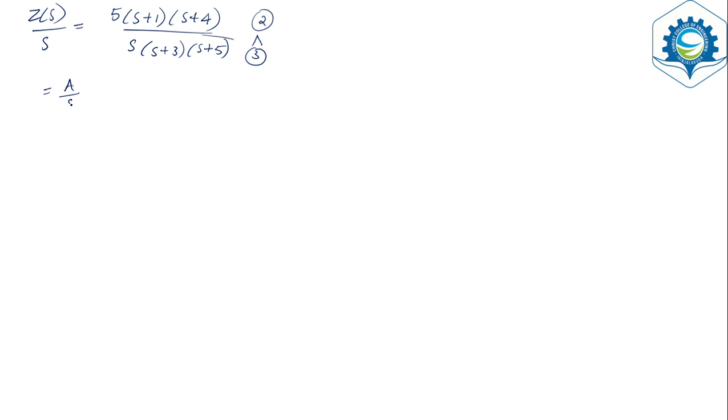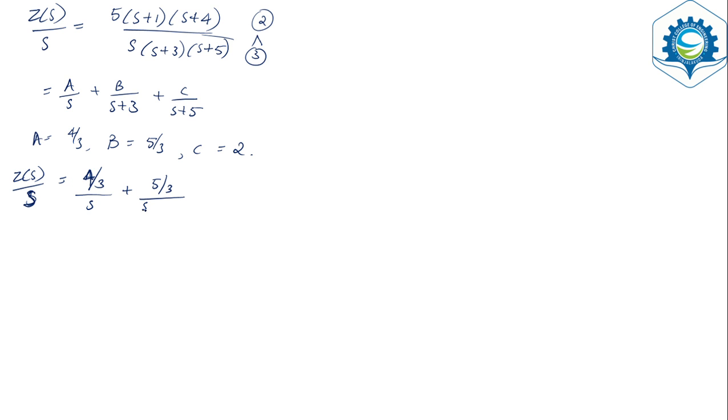So you can find out A by S plus B by S plus 3 plus C by S plus 5. You simply have to use the normal partial fraction expansion. I will just write down directly the values of A, B and C. You can solve it and find out. You will get the value of A as 4 by 3, B as 5 by 3 and C as 2. Now I will substitute the values of A, B and C. So Z of S by S is 4 by 3 by S plus 5 by 3 by S plus 3 plus 2 by S plus 5.